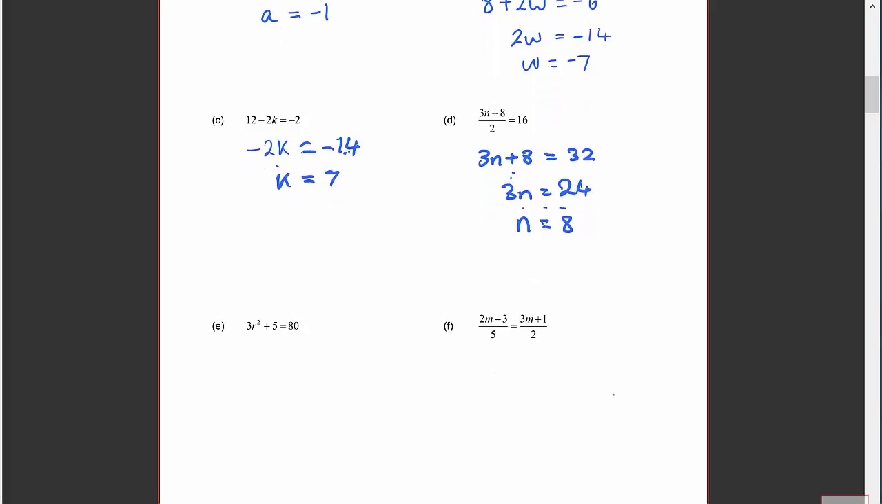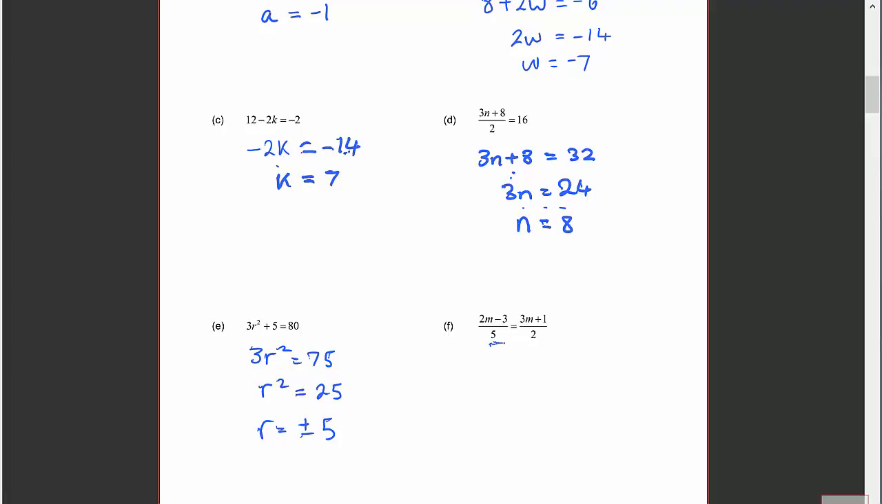So here we have 3r squared plus 5 is 80. So subtract 5 from both sides, and 3r squared would be equal to 75. Divide both sides by 3, and r squared is 25. And r then could be either positive or negative 5. 5 times 5 gives me 25, but so does negative 5 times negative 5.